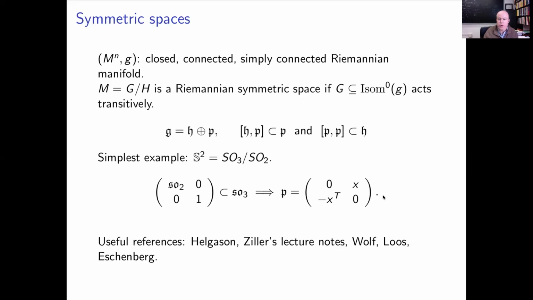Okay, so here are some useful references. The standard reference about symmetric spaces is Helgason's book. But there's also a very nice one: Wolfgang Ziller has really nice lecture notes about symmetric spaces and representation theory. And there are also books due to Wolf and Loos, and Eschenburg has nice notes as well, which are good to read.